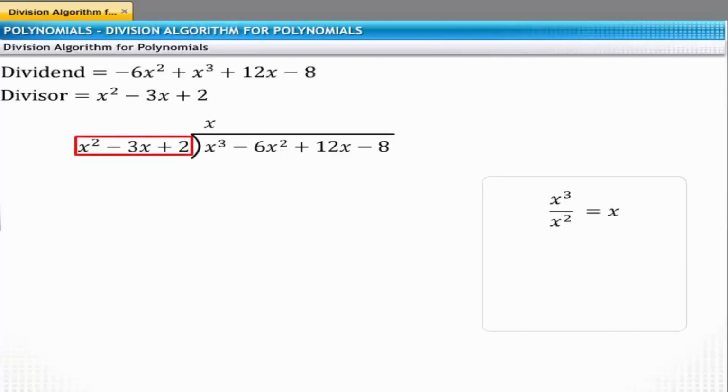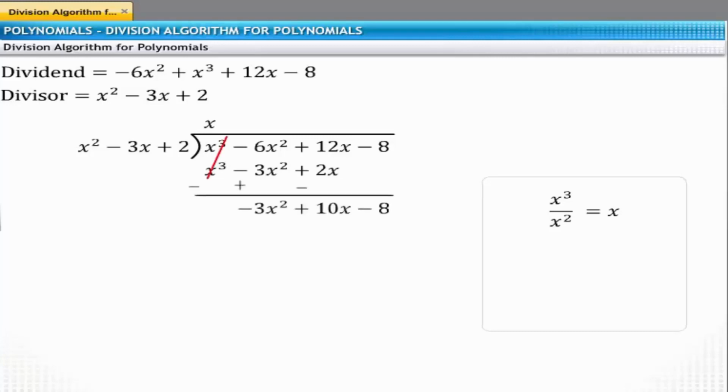We multiply the divisor with the first term of the quotient and subtract this product from the dividend. That is, we multiply x squared minus 3x plus 2 with x and subtract the product x cubed minus 3x squared plus 2x from the dividend. The remainder is minus 3x squared plus 10x minus 8. Now, this remainder is our new dividend. The divisor is the same.